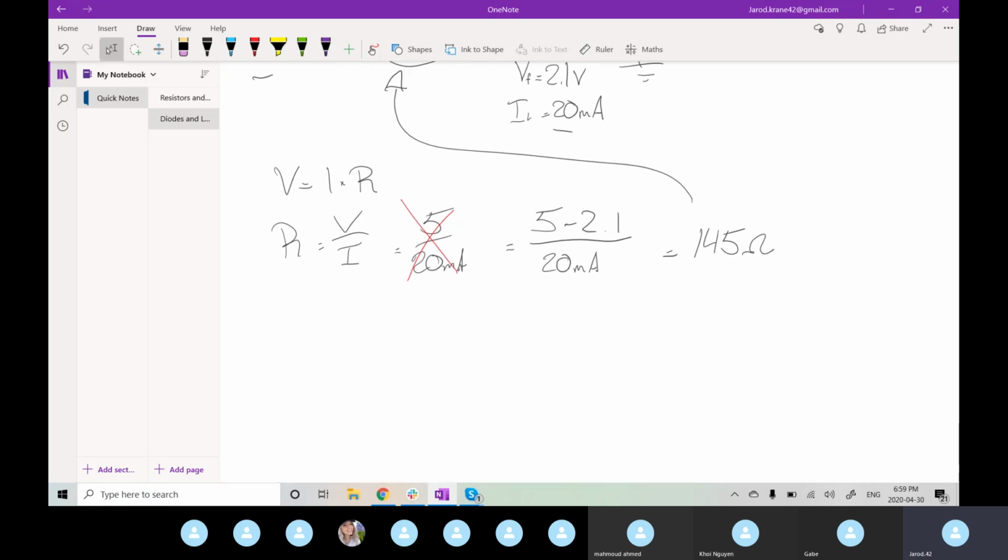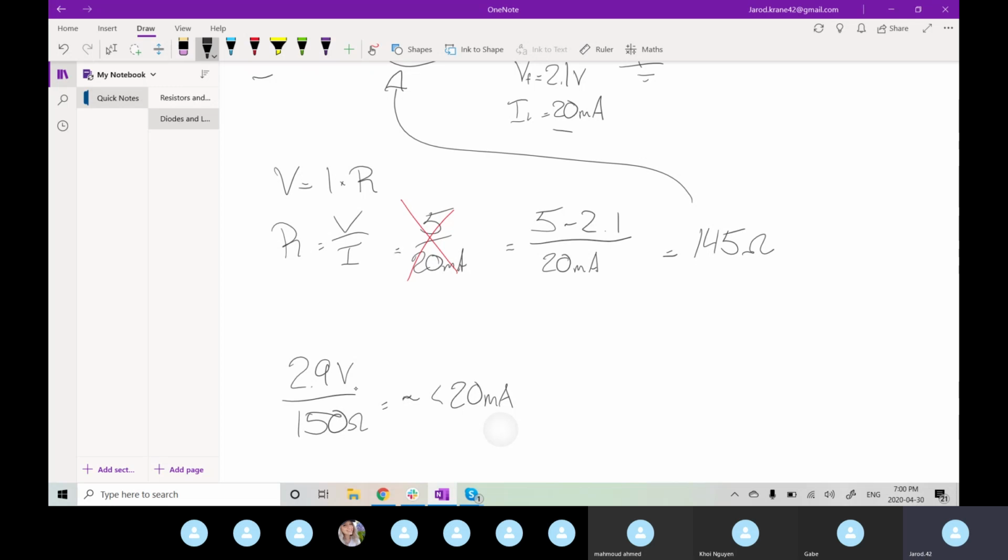So if we were to keep this 5 volt, 2.1 volt system, we have a 2.9 volt drop, and then take that over our 150 ohm, you'll get something that is slightly less than 20 milliamps, which will keep your LED in the safe, usable area.